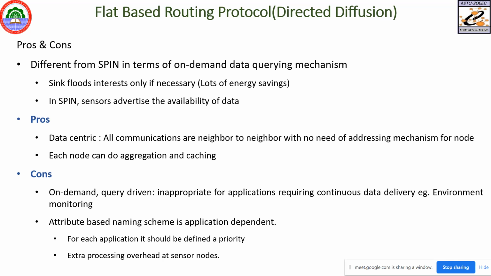And one more disadvantage we have is the naming approach called the attribute-based naming scheme, which is completely application dependent. So for each application, it should be defined what that application is going to specify. And also, extra processing overhead is required at different sensor nodes by adopting this particular approach.